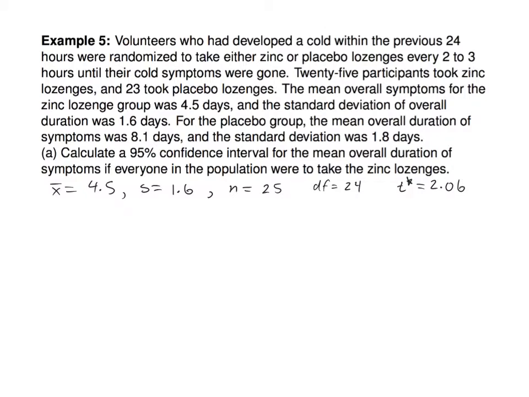So we have the confidence interval is X bar plus or minus T star times standard error of X bar, 4.5 plus or minus 2.06 times... we didn't find the standard error, did we? No. Sorry, SE of X bar will equal 1.6 over square root of 25, which comes out to be 0.32.